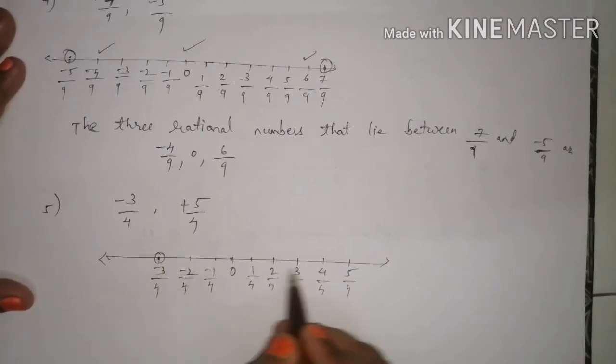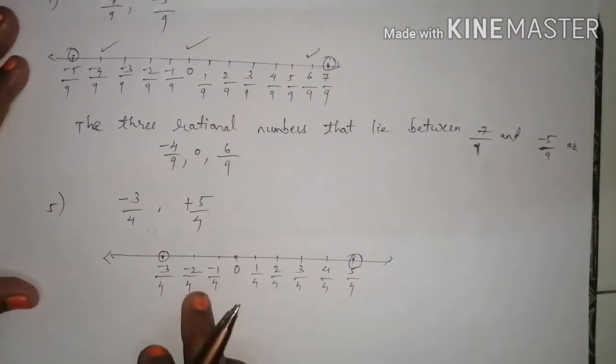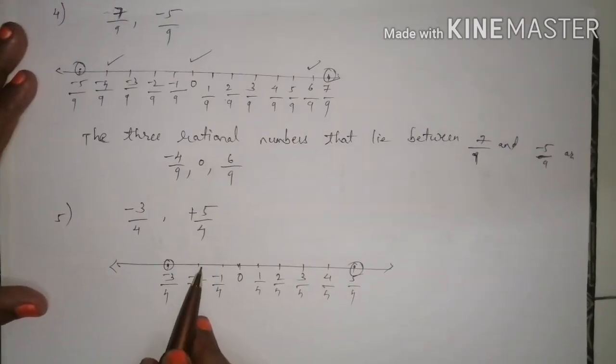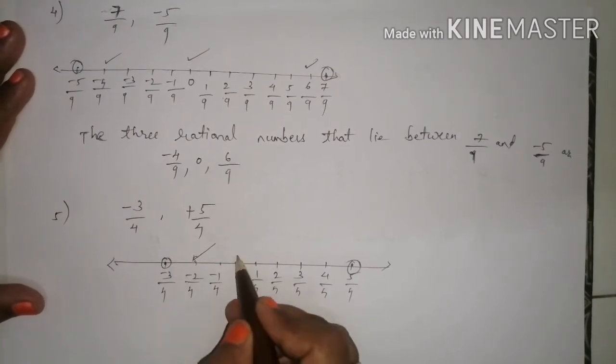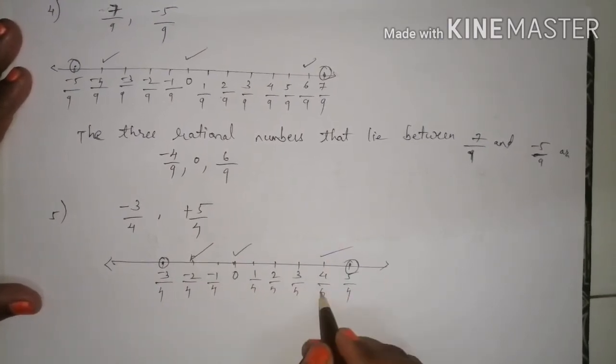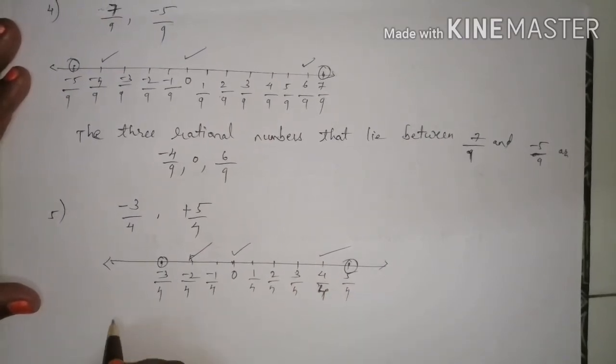So between these two rational numbers, we have to find any three rational numbers. So you can take again any three rational numbers which you want, that is of your choice. I am taking -2 upon 4, 0, and 4 upon 4, or 3 upon 4, any you can take.